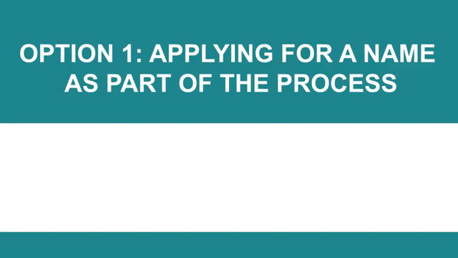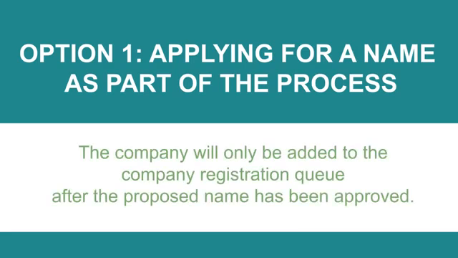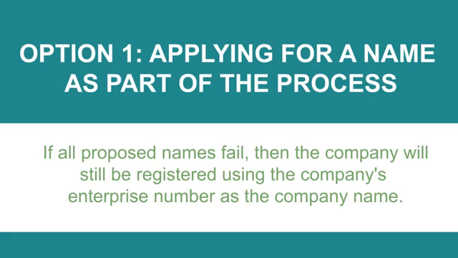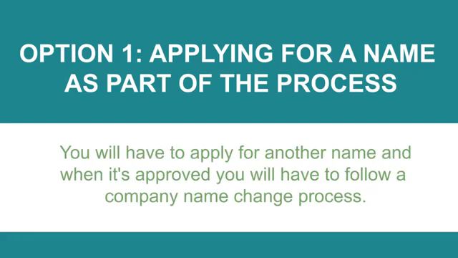Option 1. Applying for a name as part of the process. Click on this option if you want to apply for a name as part of the process. The company will only be added to the company registration queue after the proposed name has been approved. If all proposed names fail, then the company will still be registered using the company's enterprise number as the company name. You will have to apply for another name, and when it's approved, you will have to follow a company name change process.